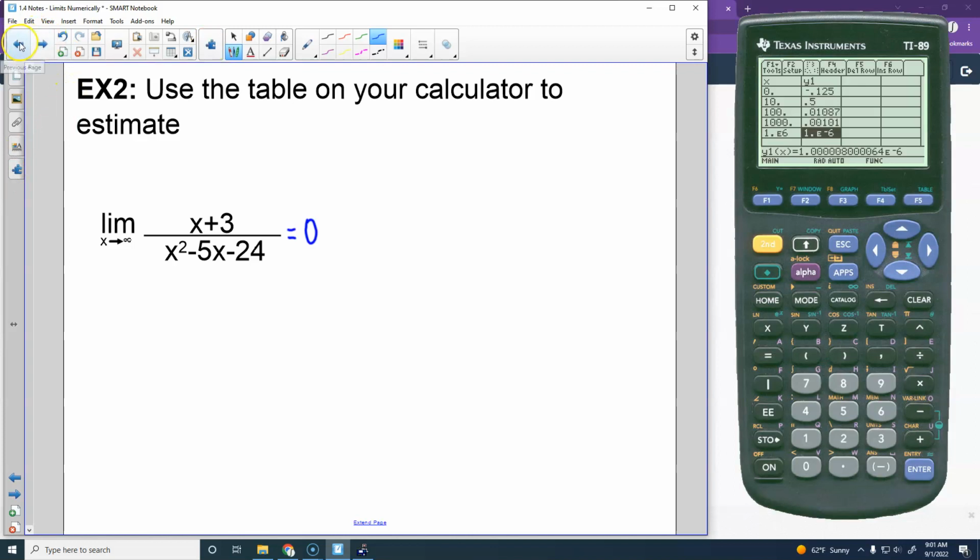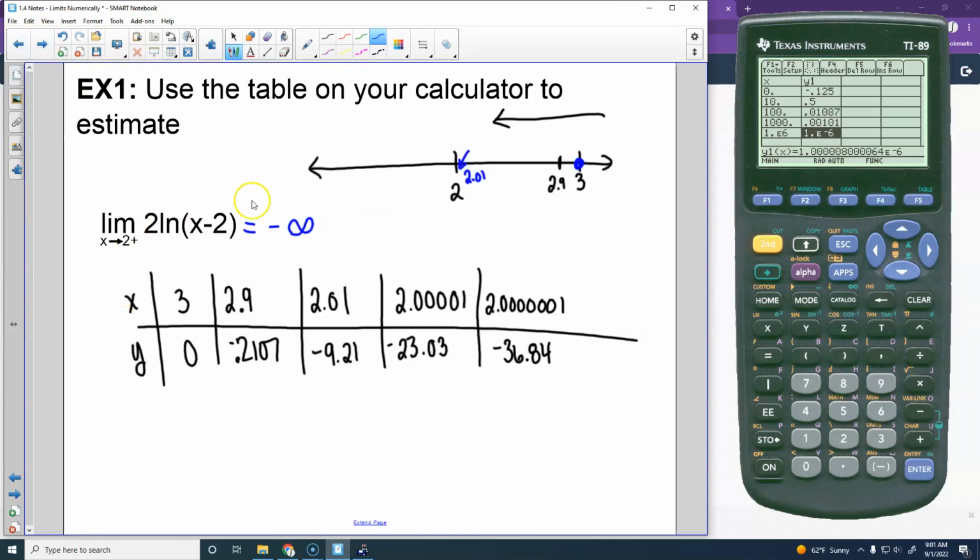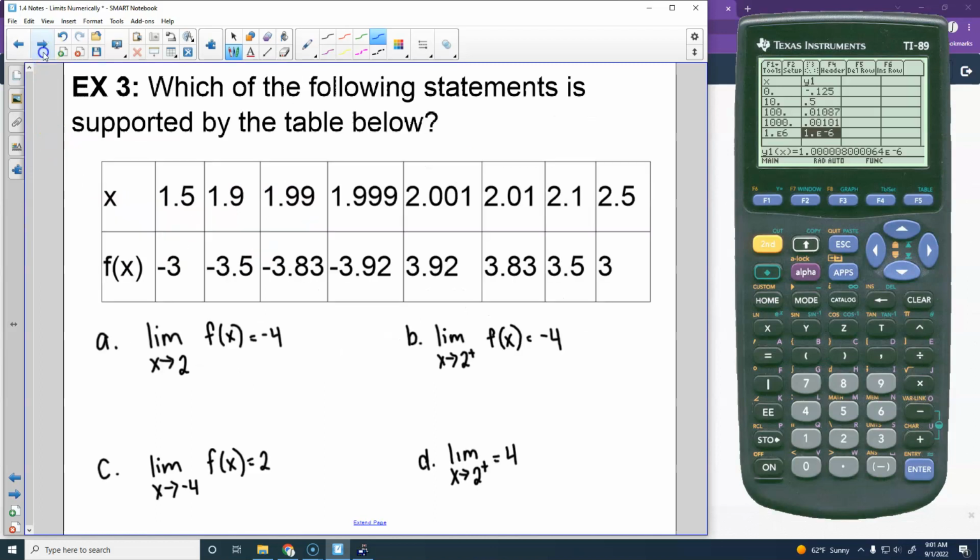Now, the first one, there we don't learn anything. That one pretty much has to be done numerically. Algebraically, we're not going to have any methods for dealing with that natural log right there. Okay, so this one's not using the calculator. It just asks the question, which of the following statements is supported by the table below?